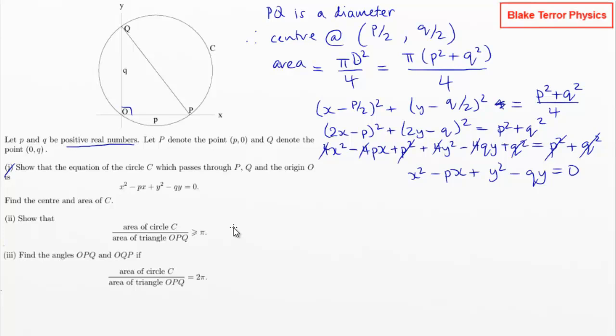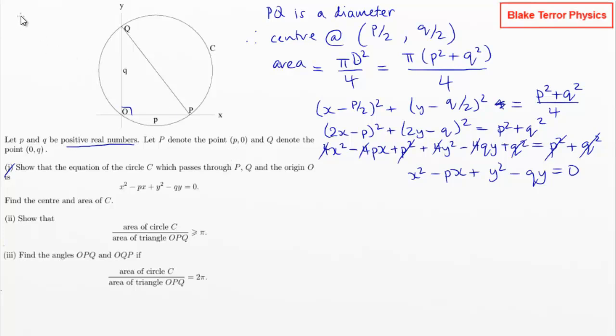Second part, show that the area of the circle divided by the area of the triangle is greater than or equal to pi. Okay, right, there's a couple of ways we could probably go about doing this. There's the option of thinking, well, should we look for the limiting case? When are we going to get the smallest amount on this? Is when the area of the triangle is at its maximum. And the area of the triangle being largest is when it's going to be half a square. So the equality in this inequality is going to be when we've got half a square there.